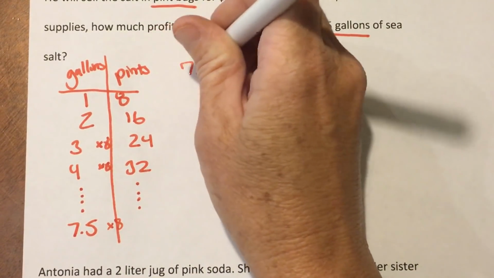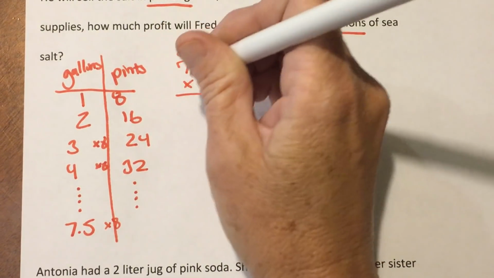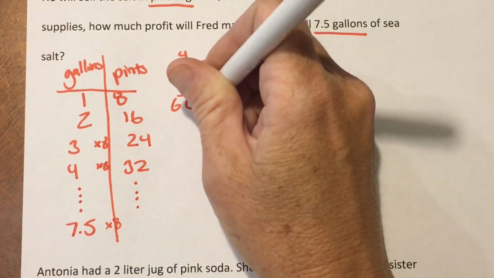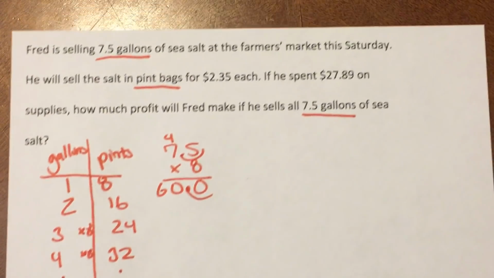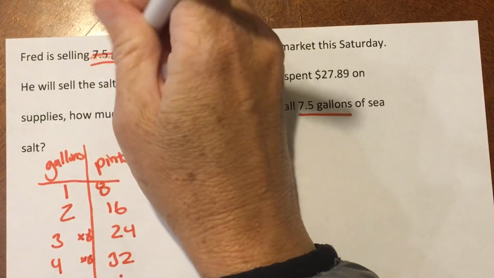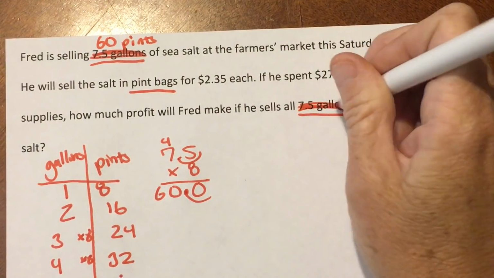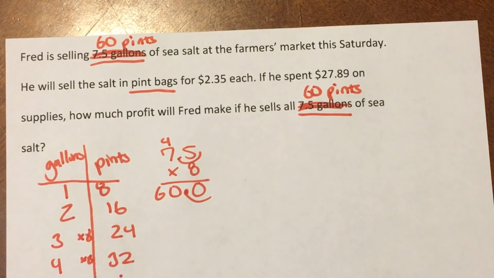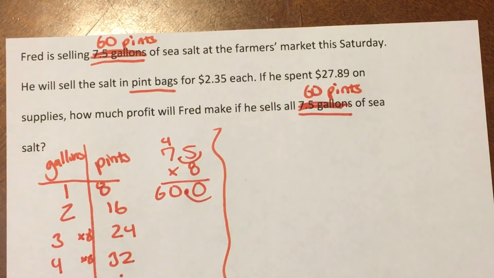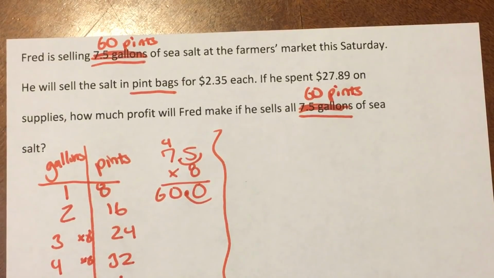So let's come up here and figure out what 7.5 times 8 is. And I am getting 60. So 7.5 gallons is the same as 60 pints. Okay, so I'm going to come up here in my question and cross that off. I could cross it off down here too. Wait, that is half of the problem. I changed it to make sure now every measurement is about pints. Now I just have to figure out how to attack this.